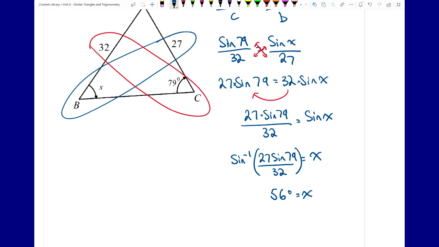So I'm going to double check because I tried to do that all at once, so I just want to make sure that I don't have the wrong value. I was able to enter it correctly. Our answer should be 56.